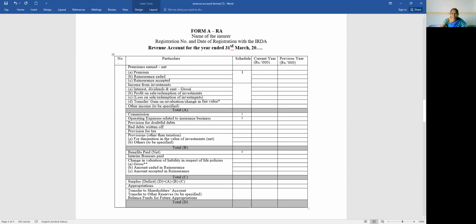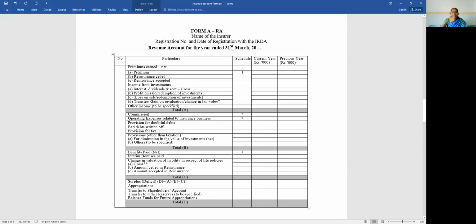Both are expenses. This expense again we can divide into two categories. One is amount paid to the policy holders. Another one is amount paid to other than policy holders. So whatever amount you are paying to policy holders will come under total C. And other than that, anything you are paying to others will come under total B. Mainly, commission is one of the major expenses for the insurance company.